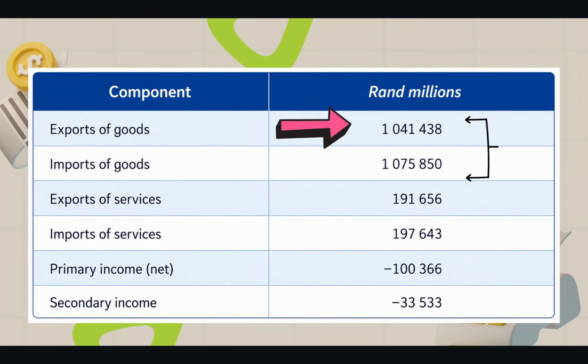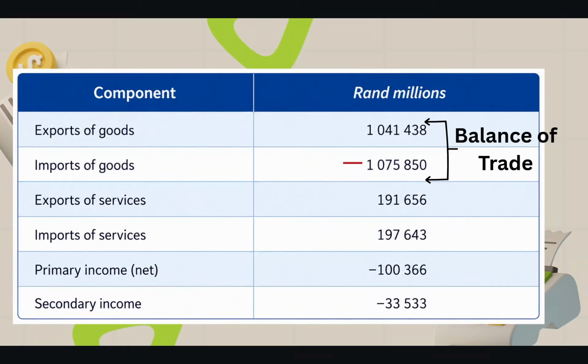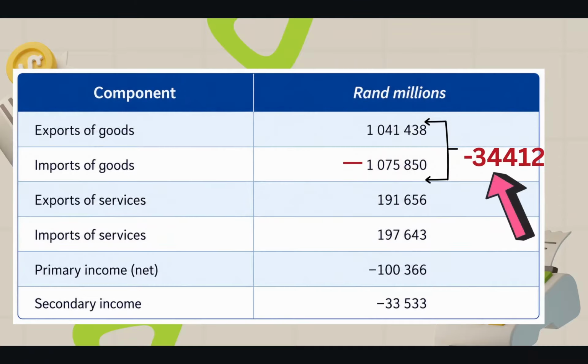Exports of goods minus imports of goods gives us the balance of trade. If we take 1,041,438 minus 1,075,850, that's going to give us 34,412 deficit. The minus means deficit.